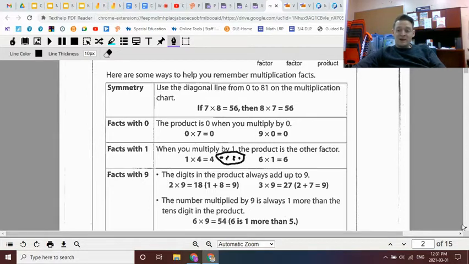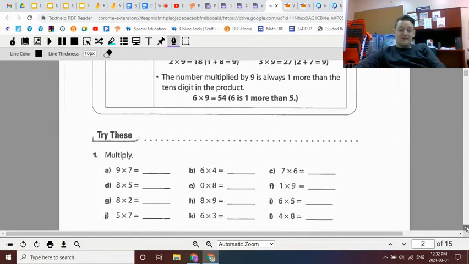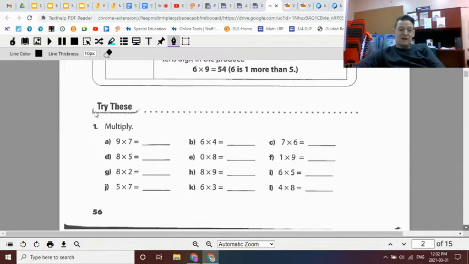Okay, facts with 9. This is a good one for a memory trick. The digits in the product will always add up to 9. So that's one way you could check your answer. 2 times 9 is 18, and 1 plus 8 equals 9. 3 times 9 is 27, and 2 plus 7 equals 9. So there's a way you could think about facts with 9. And then you just have some multiplication practice.